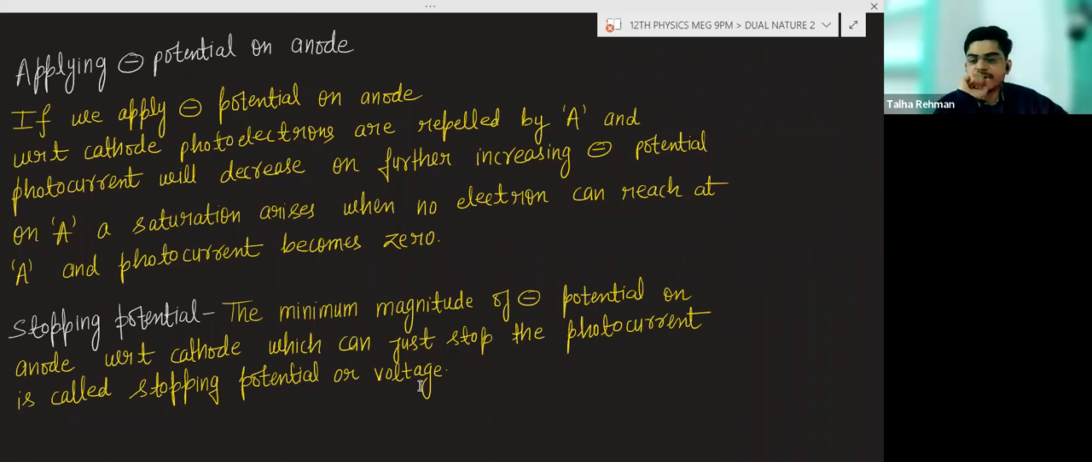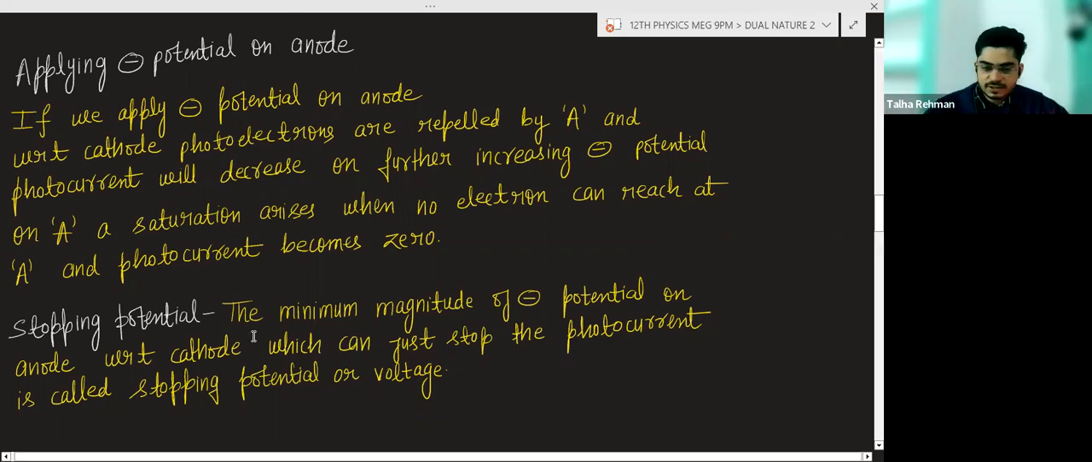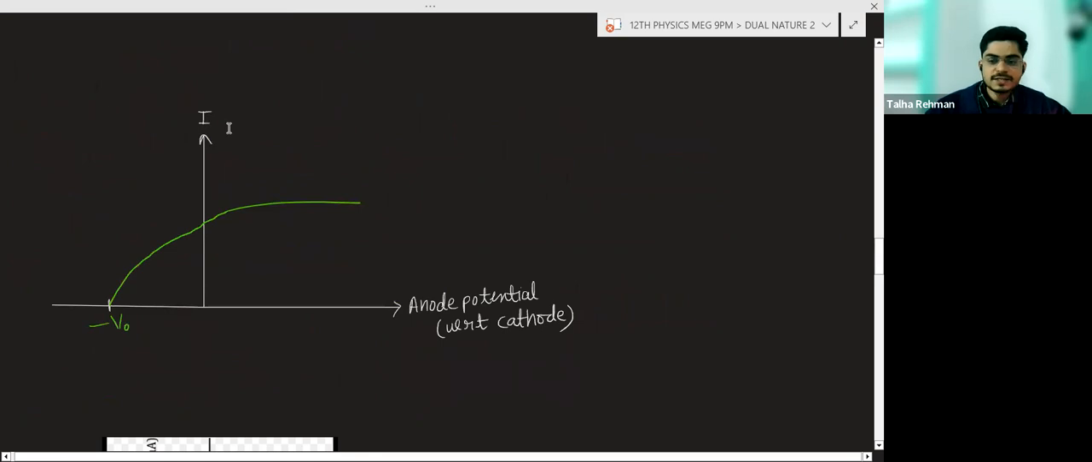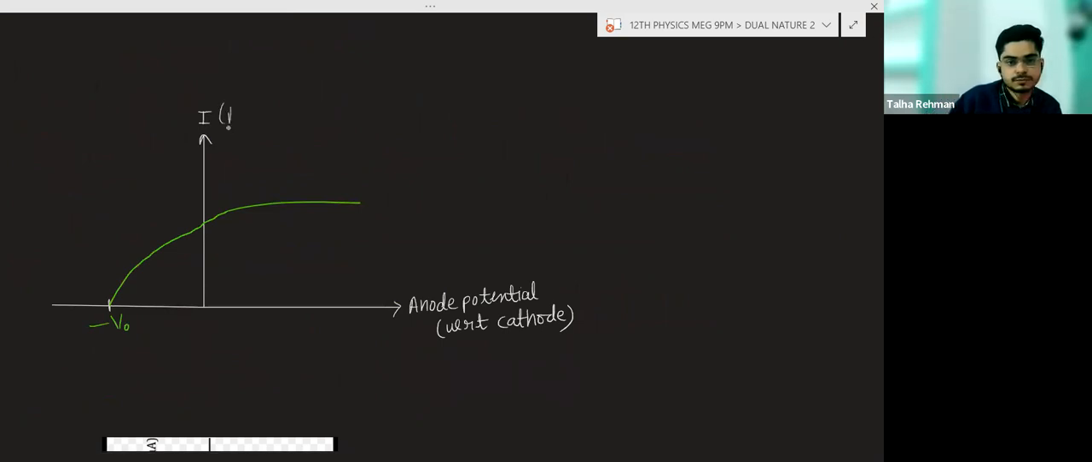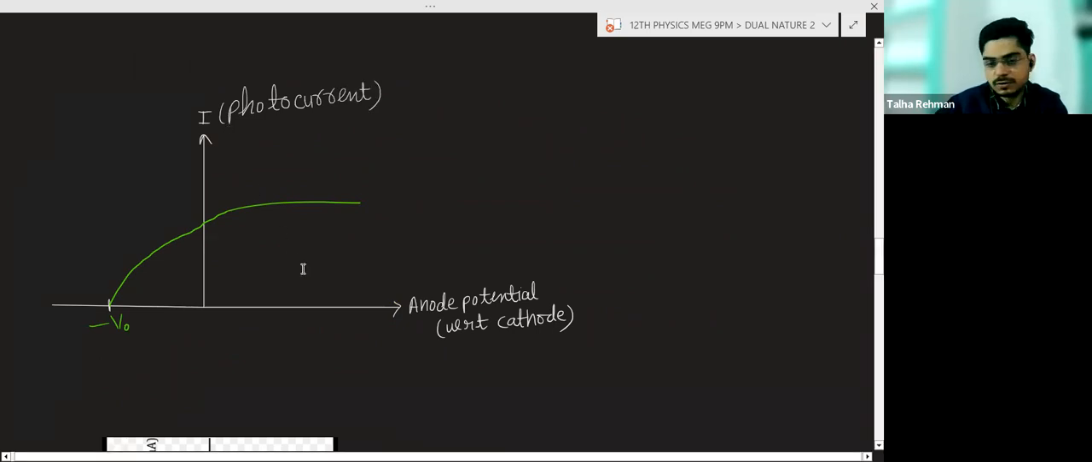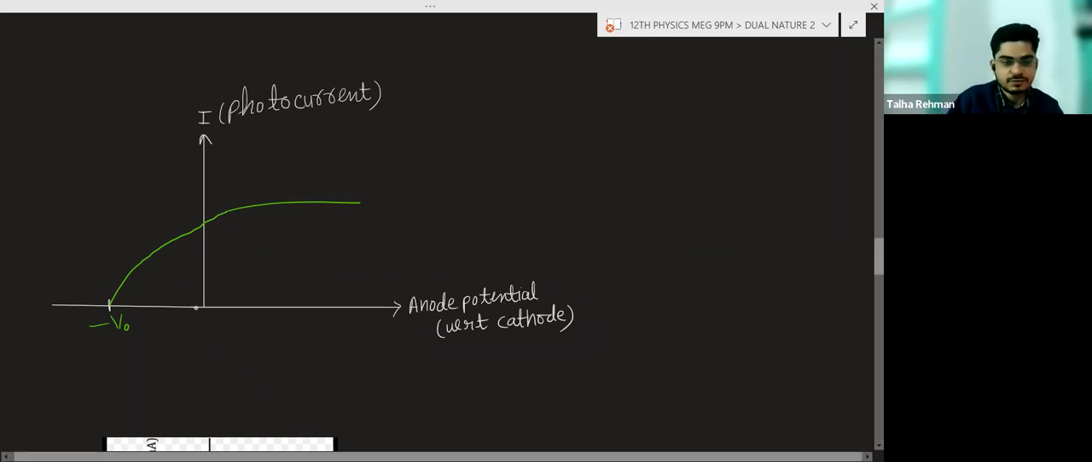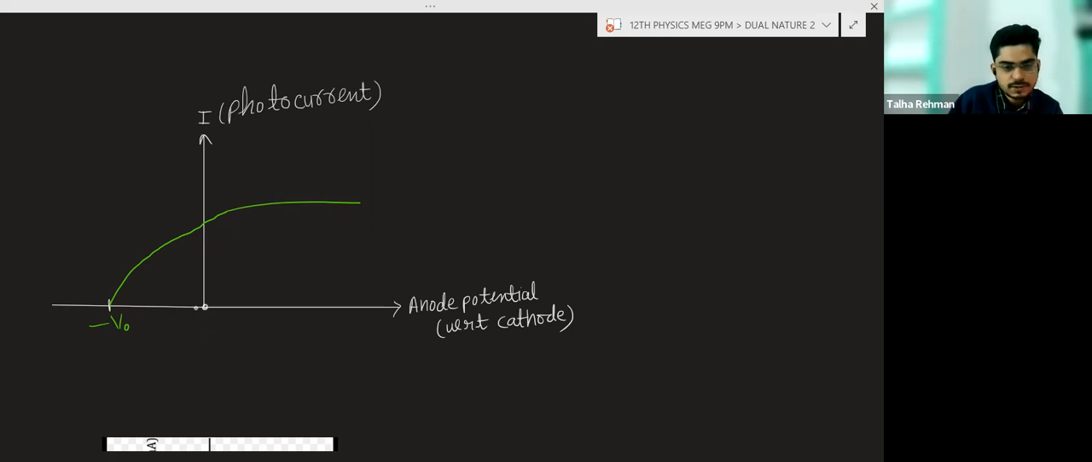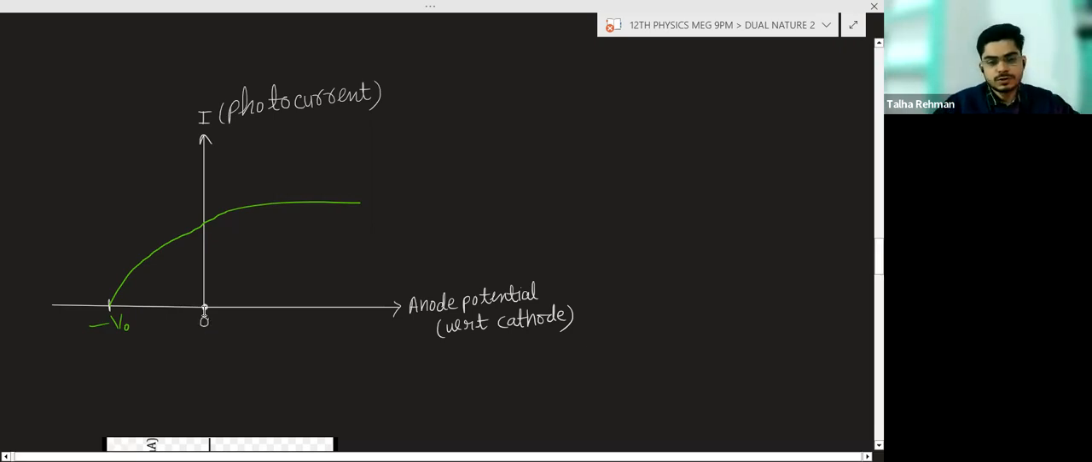So if you draw the graph of the photocurrent versus the anode potential, the graph will be like this. I is the photocurrent, and this is the anode potential. So the graph will be like this. Now we will analyze this graph. This is 0.